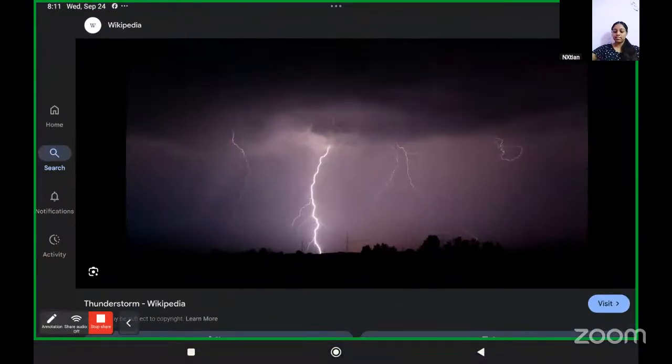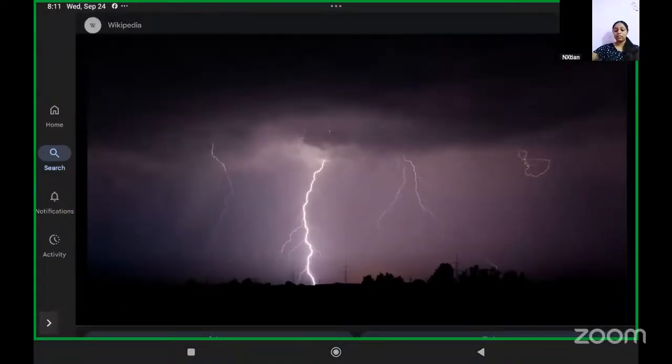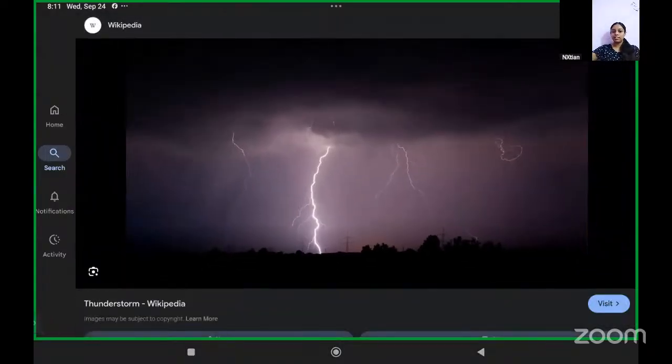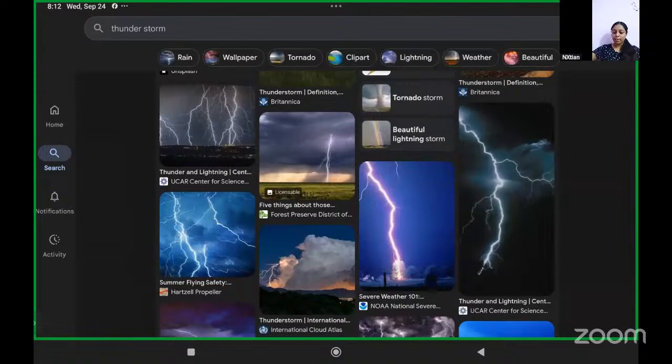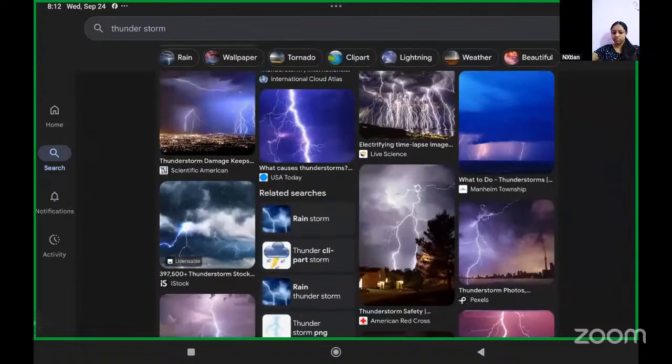This is your thunderstorm. The clouds are there. Yes, thunderstorm we have seen. And then we will see cyclone.